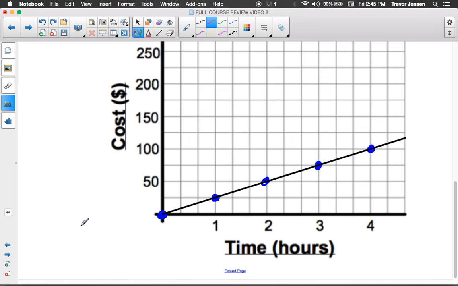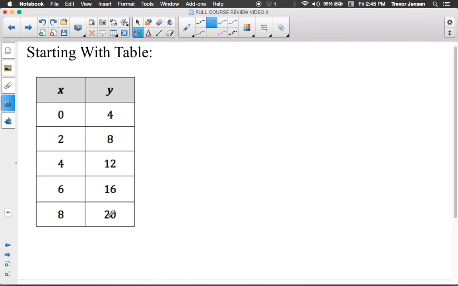Okay, let's look at what if I gave you just a table. We don't know what x and y are here. We know x's are independent, y's are dependent. We don't know exactly what they are. We have a table of values here. What if I wanted to come up with an equation to represent the relationship between x and y here? What I'm going to need for any linear relationship equation, it's always going to be the form y equals mx plus b. I'm always going to need to determine what is the value of m and what is the value of b to be able to write the equation of the relationship between x and y.